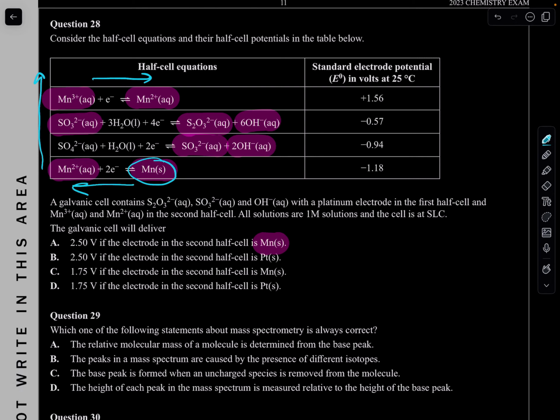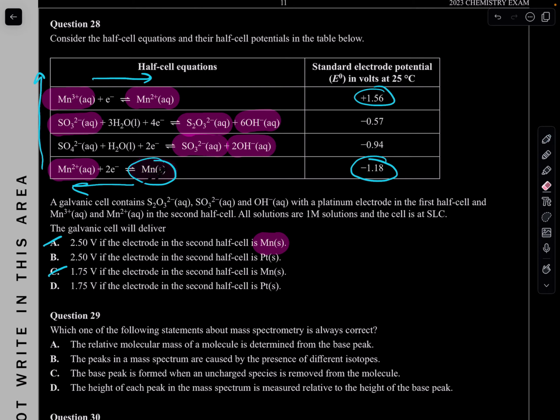So what voltage should we produce? It's this minus this. Let's do that. That gives you 2.74, which is not even part of the answers here. It's rubbish. So not that one. 2.5 volts is what we should be producing. That's rubbish. Even this one, the same thing, that's rubbish. So, okay, let's say we did use platinum.